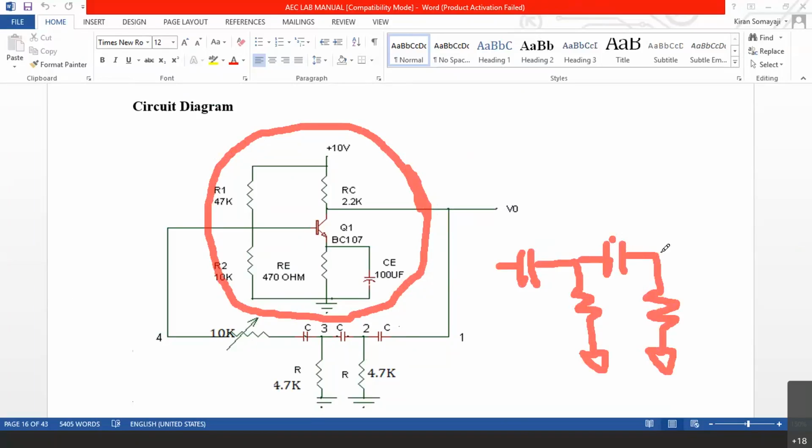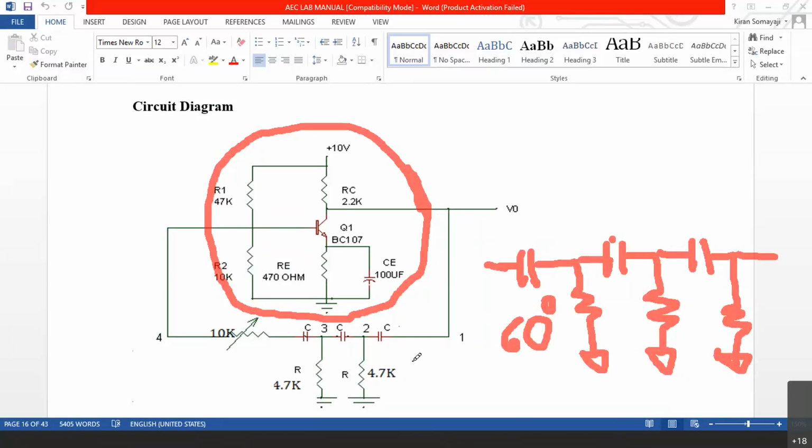And there is one more C. Ideally, there must be one more R connected to ground. Ideally, it must be like this. So now, you can see from V0 back to the base of the transistor, typically there must be a 3-stage RC network. Now, each RC network is going to introduce a 60-degree phase shift. So, there are 3 networks here. Each one is going to introduce 60, 60, 60. So, it is going to become totally 180 degrees.